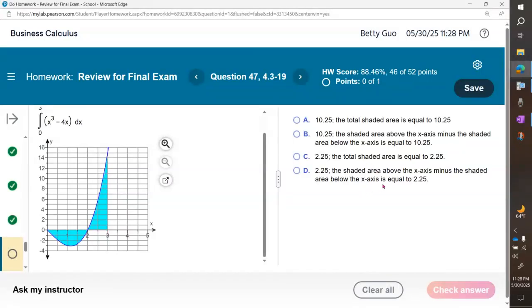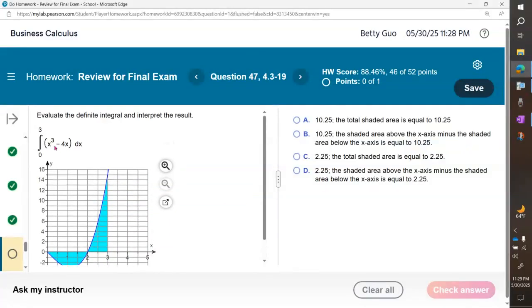So which one is out? The shaded region above minus the shaded region below. So keep D for now. The total shaded area is equal to, no, this one is wrong. Shaded area above minus shaded area below. This one, total area is, A and C are out, okay? Either B or D. The difference is the value of the integral.